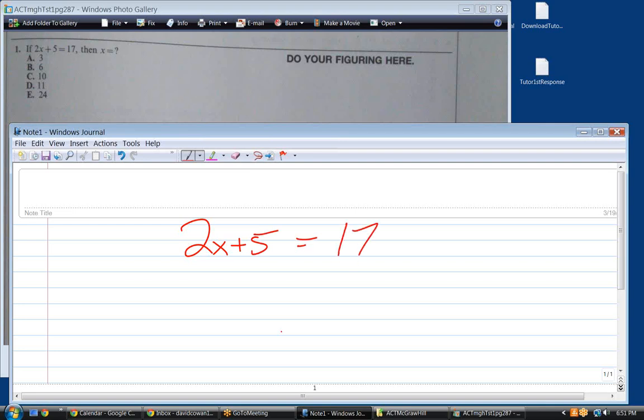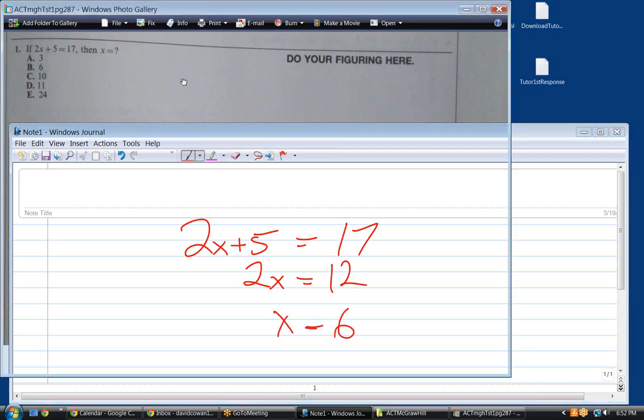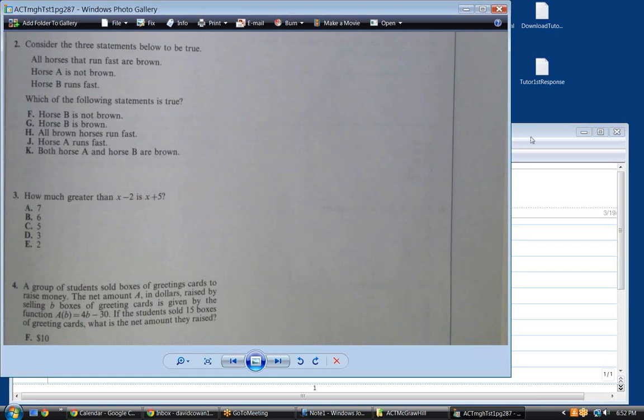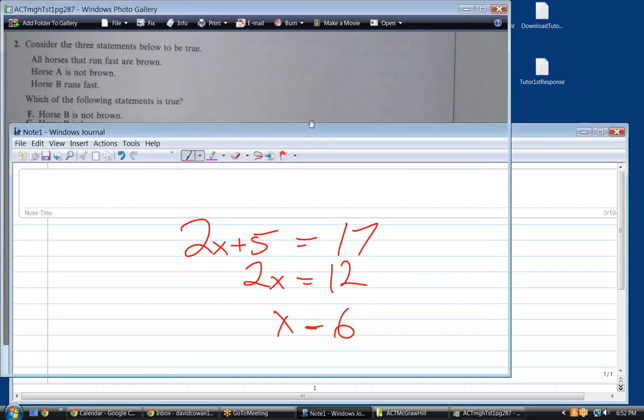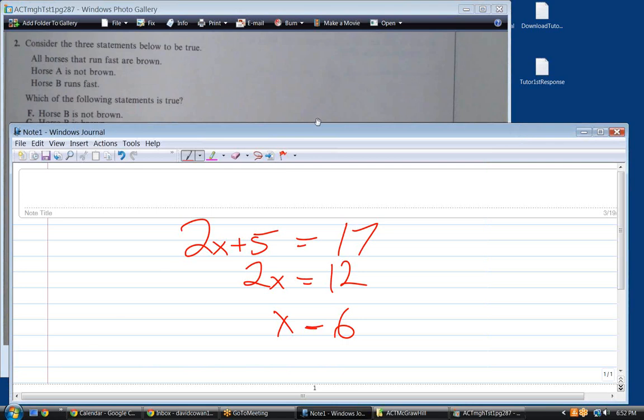Find the value of x. So I do, yeah, 2x plus 5 equals 17. Okay. And then subtract 5 from both sides, and then you're left with 2x equals 12. And then divide both sides by 2 and it would be 6. And so it would be B. Okay. I won't say a whole lot if it's clear you know how to do it. All right.